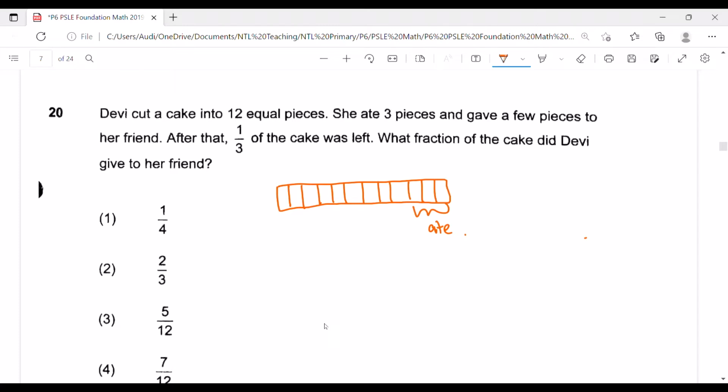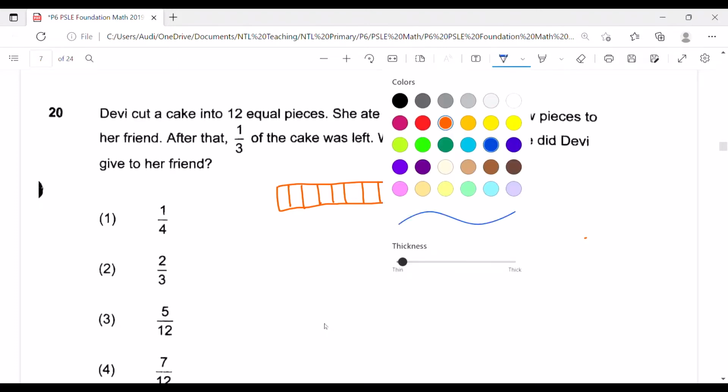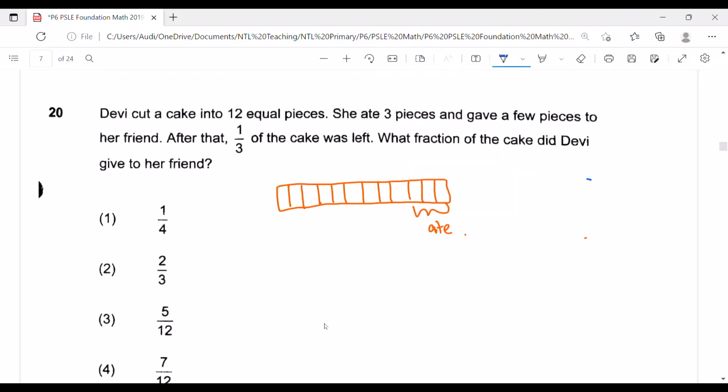Now we read the next line. After that, 1/3 was left. Where's 1/3? We know that everything is 12 pieces, so 1/3 of 12 pieces means 1/3 of means times 12. So this is 1 times 12 is 12 divided by 3. 12 divided by 3 is 4 pieces. So 4 pieces was left. This is left.